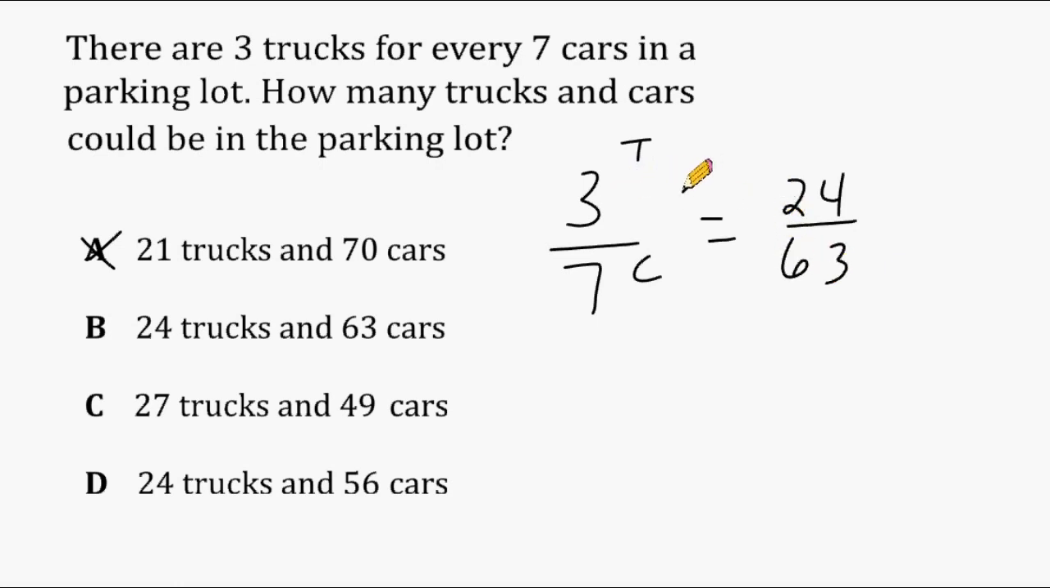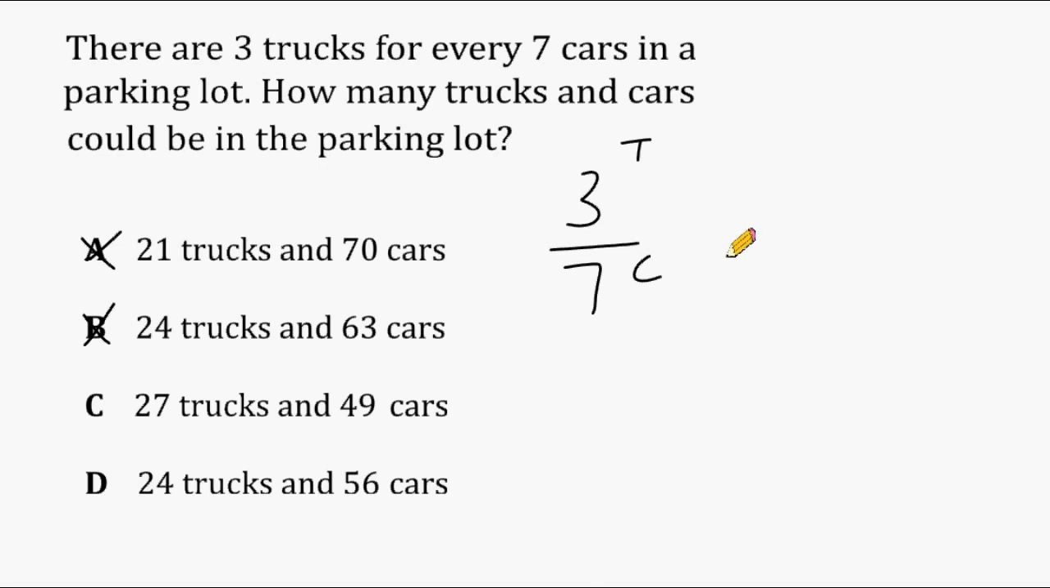Well, 3 times 8 is 24, and 7 times 9 is 63. For a ratio to be equivalent, both numbers must be increased by the same factor, and because they are not, these 2 ratios are not equivalent to each other. So let's get rid of choice B.